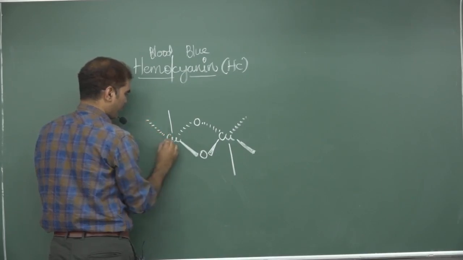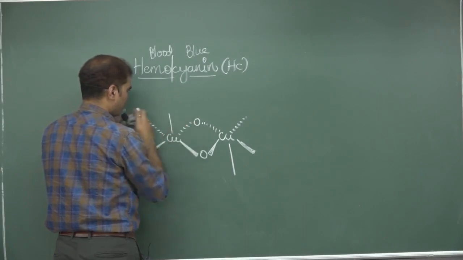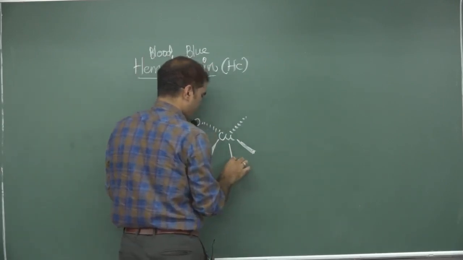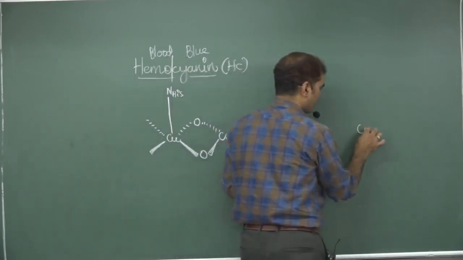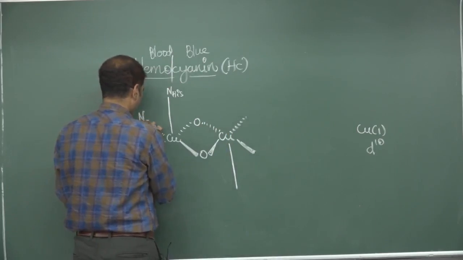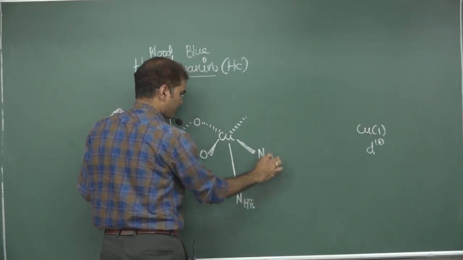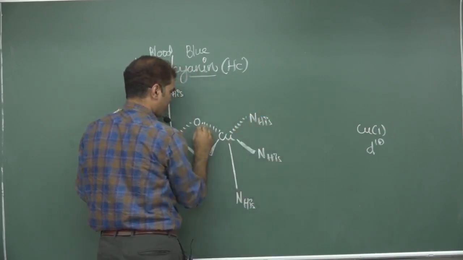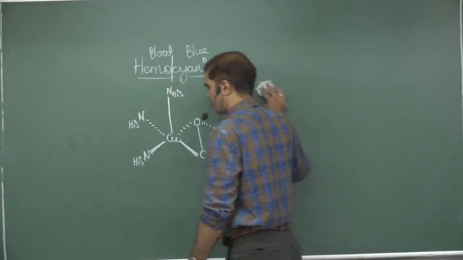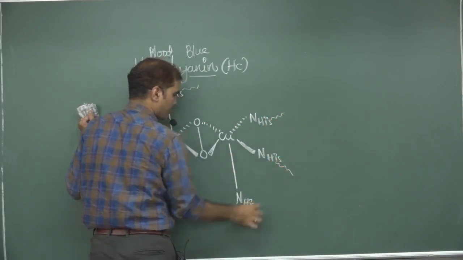Next, magnetic aspect. Deoxy-HC is diamagnetic with copper 1 d10 configuration. Next, electronic aspects. Deoxy-HC is colorless. Okay, so that completes deoxyhemocyanin.